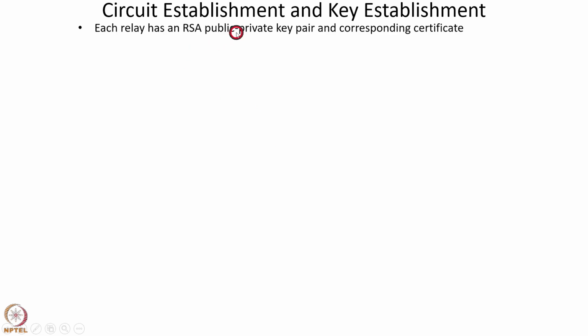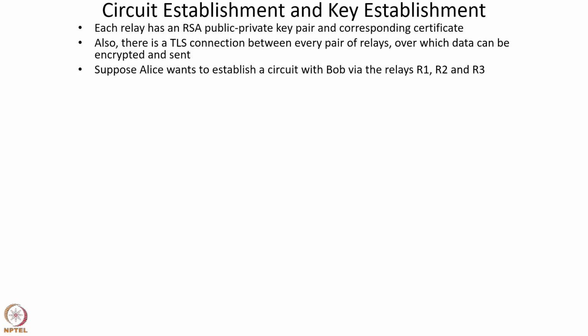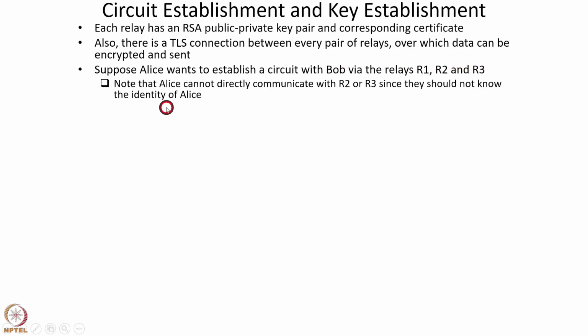Each relay has an RSA public-private key pair and the corresponding certificate. There is a TLS connection between each pair of relays over which data can be encrypted and sent. Suppose Alice wants to establish a circuit with Bob via the relays R1, R2, and R3. Note that Alice cannot directly communicate with R2 or R3 because they should not know the identity of Alice. So Alice can only directly communicate with R1. If Alice wants to send a message to R2, then it should be via the relay R1.